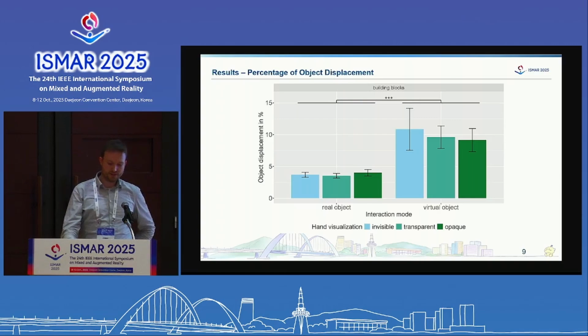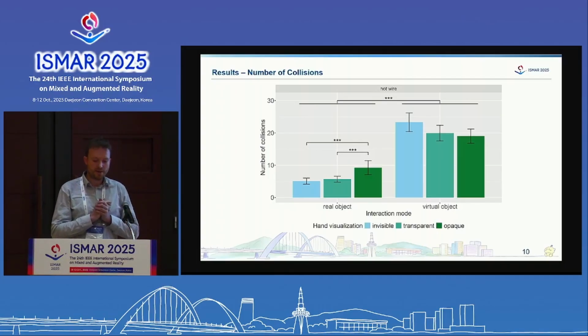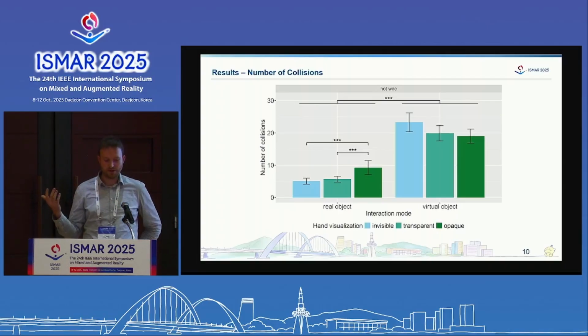But no significant difference between the hand visualizations. Then coming to the number of collisions during the hotwire task, we have again the real and virtual object discrepancies, but now we also have this interaction effect for the real objects and the interaction mode. So we see that the opaque hand for the real objects caused significantly more collisions compared to the transparent and the invisible ones.